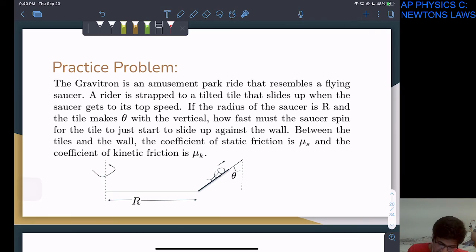If the radius of the saucer is r, so here is r, and the tile makes angle theta with the vertical, how fast must the saucer spin for the tile to just start to slide up against the wall? Between the tiles and the wall, the coefficient of static friction is mu s. The coefficient of kinetic friction is mu k. Okay, so just think about the question for a second. For the people watching live, let's give it a second to digest the question.